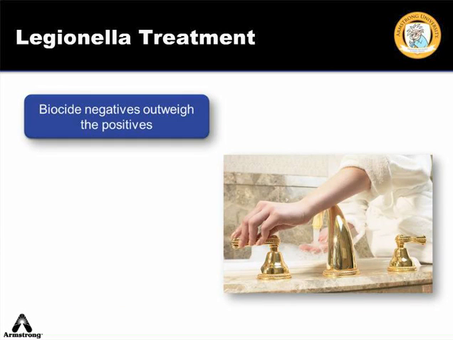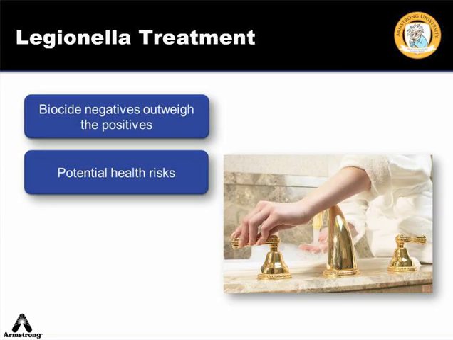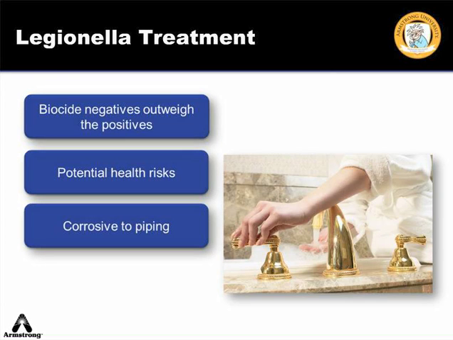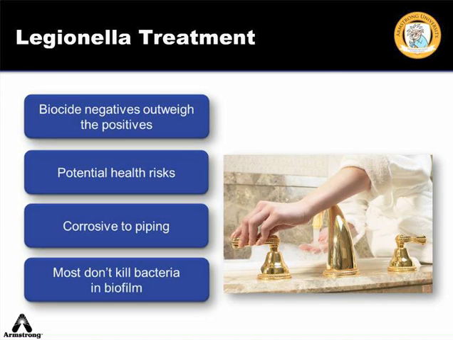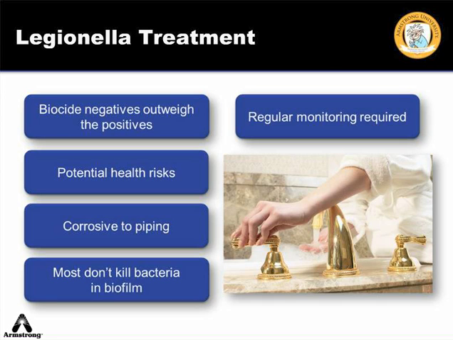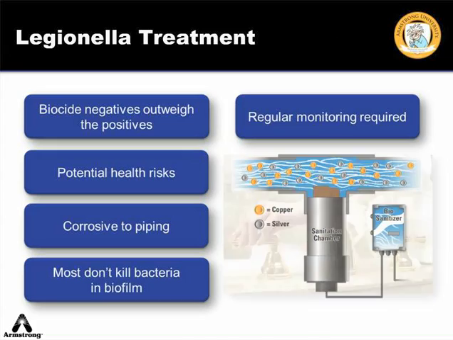Typically, the biocide negatives outweigh the positives. There are potential health risks, they are corrosive to piping, and most of them don't kill the bacteria in the biofilm. In most cases, if not monitored regularly, a treatment method may not do as much good to reduce the risk of Legionella. For instance, with copper-silver ionization, an operator must monitor the balance of the copper and silver ion levels. If these components get out of balance, it will not kill the Legionella. And if the ions accumulate at higher levels, then they pose a health risk to end users.